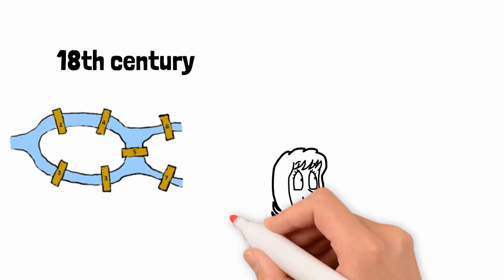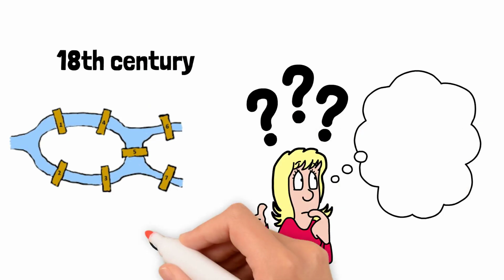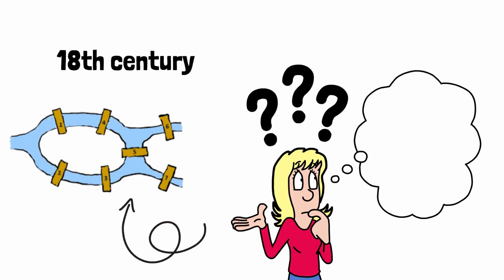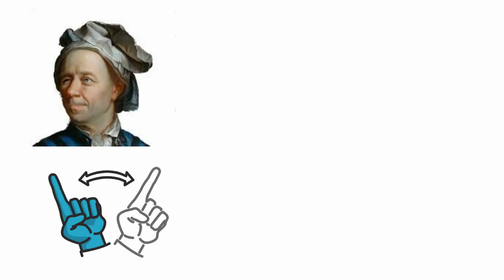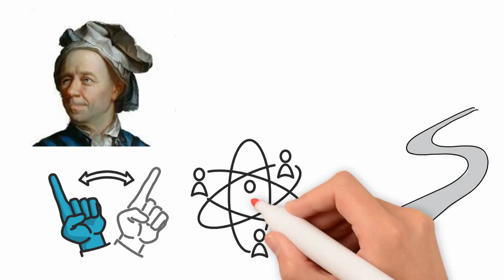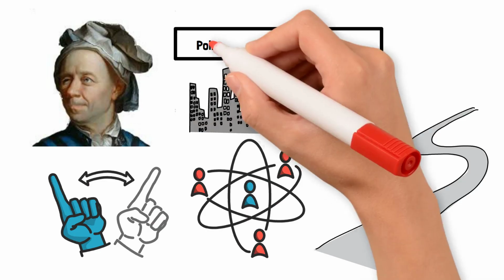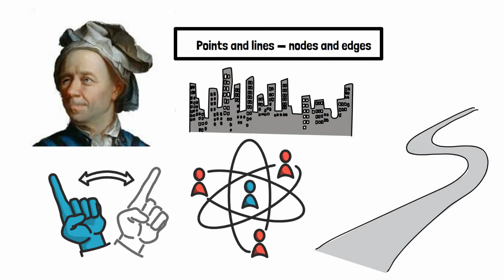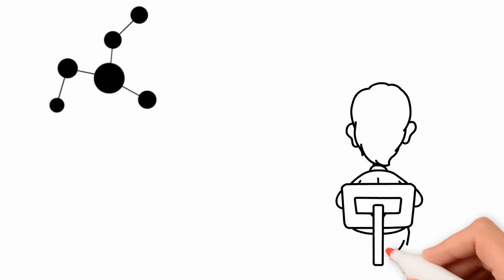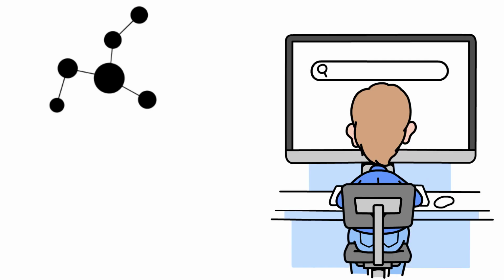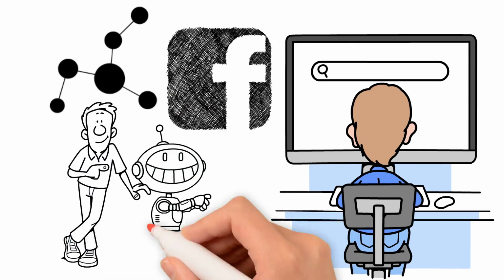People in the city wondered if you could walk through town crossing each of its 7 bridges exactly once. Mathematician Leonhard Euler looked at this problem and realized it wasn't about bridges or paths at all. It was about connections. He reduced the city to points and lines, nodes and edges, and invented a whole new branch of mathematics: graph theory. Fast forward to today, and that simple insight powers everything from Google search to Facebook to advanced AI systems.